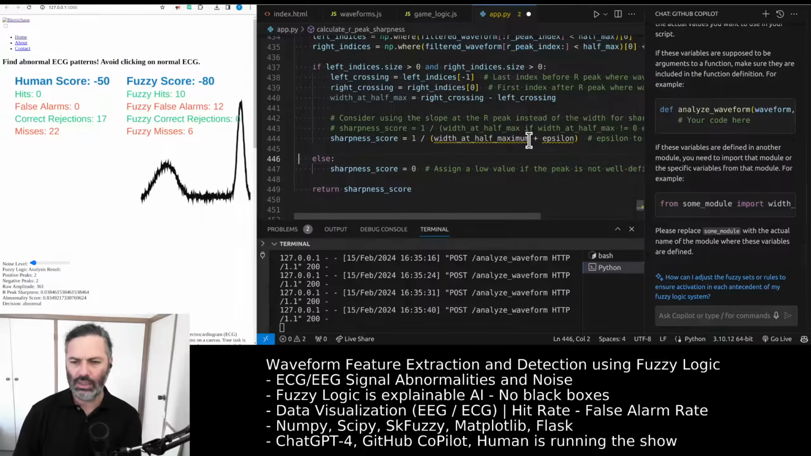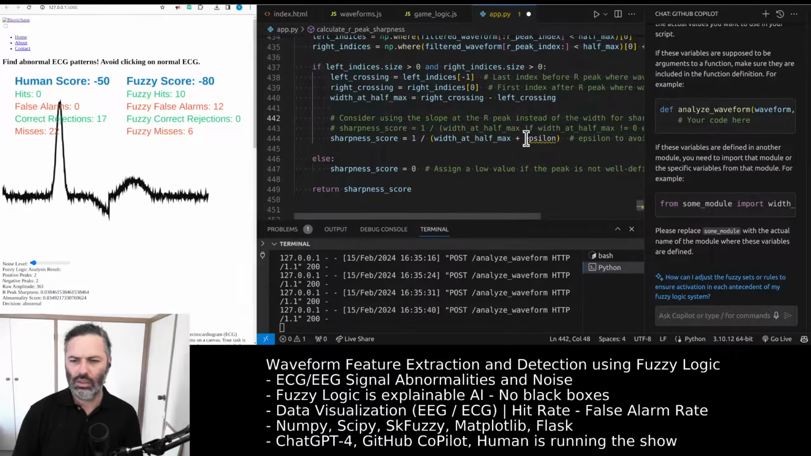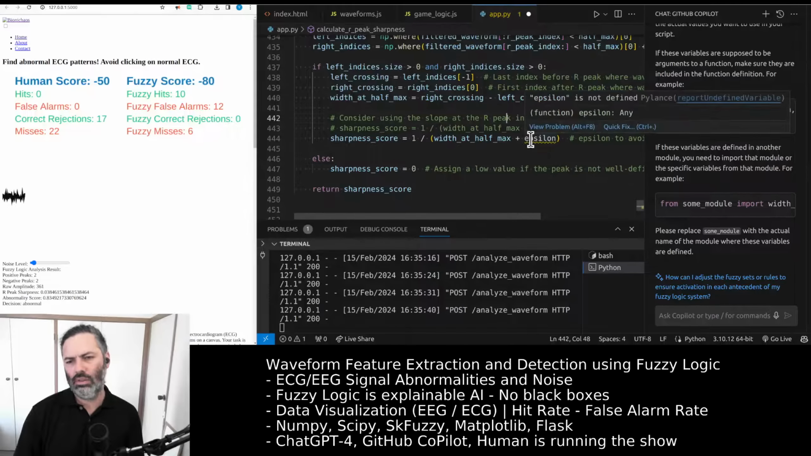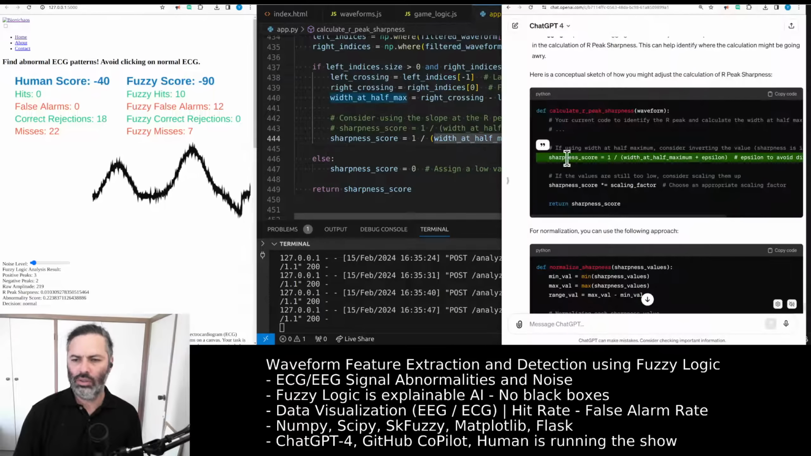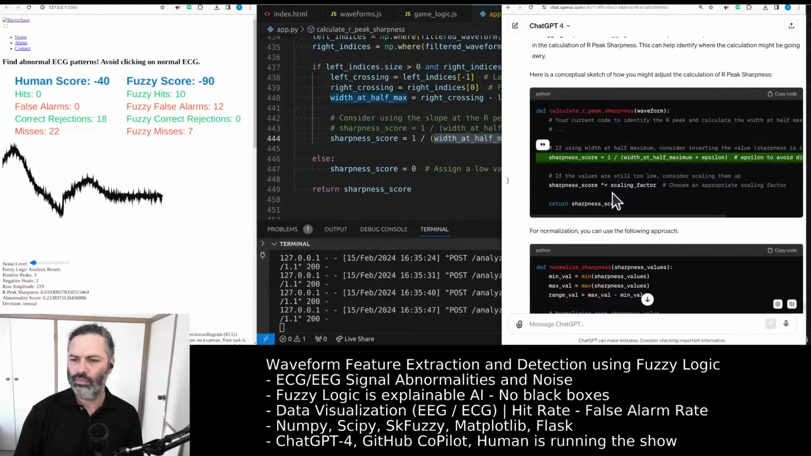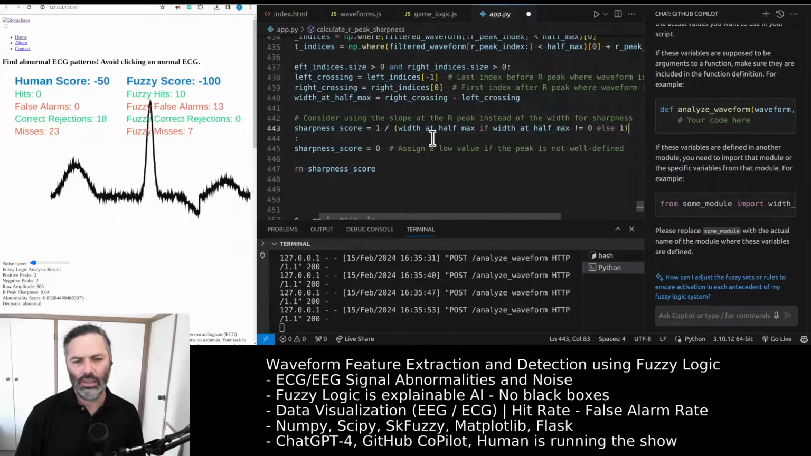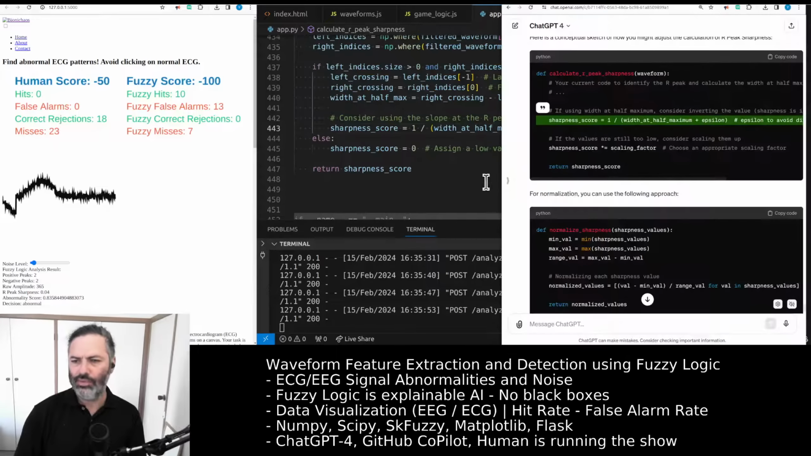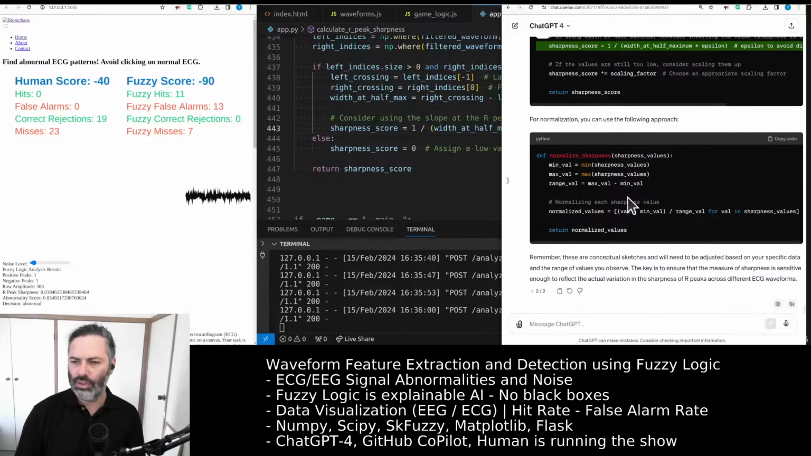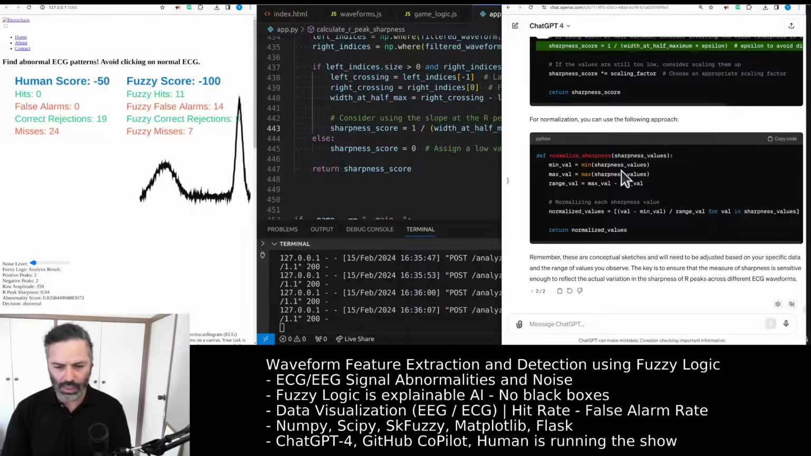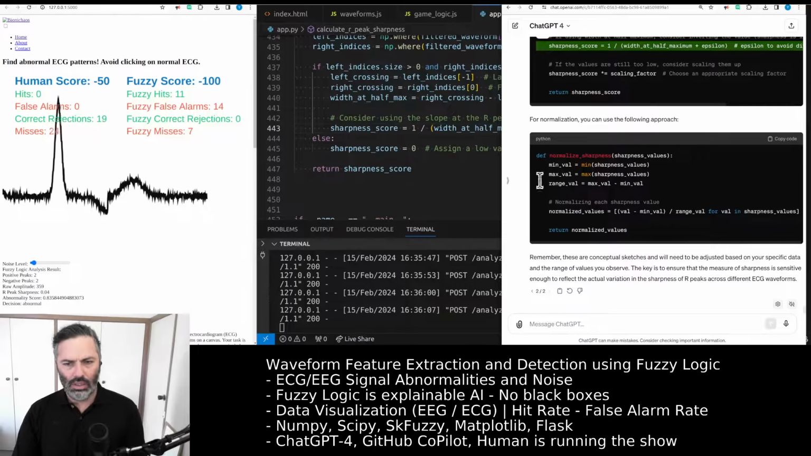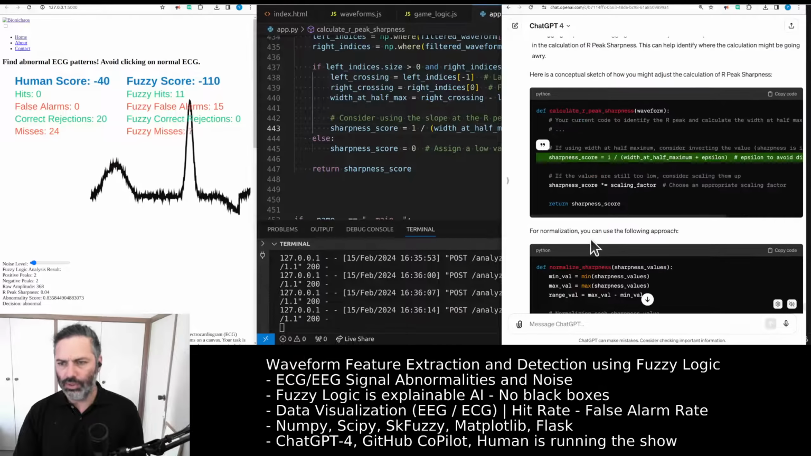Called just max. We have a scaling factor. No, we don't want to do that. Get rid of that. Normalization. Yeah, for this, we need to know the mean and max values. No, we don't want to do it.